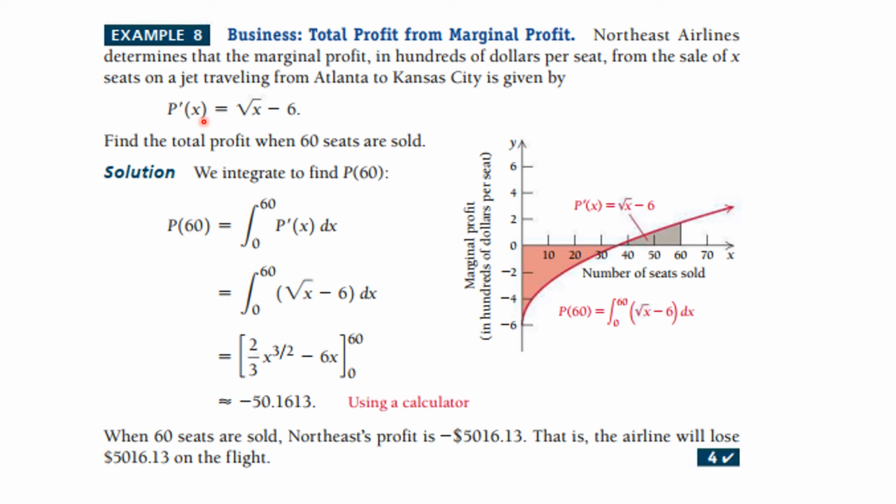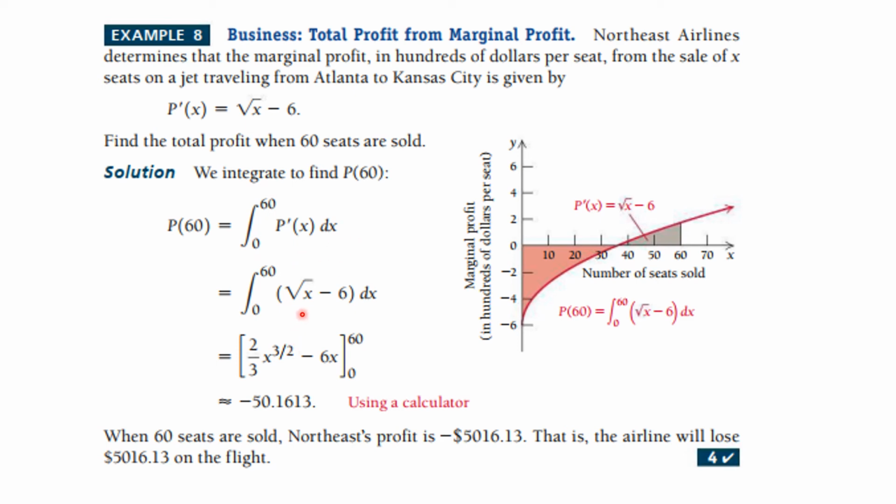Now the word marginal, we've talked about this before. Marginal means derivative. So this is the derivative of the profit function, and that is the square root of x minus 6. So find the total profit when 60 seats are sold. Okay, so we need to integrate to find the profit with 60. So the profit of 60 is equal to the net area, because here they were losing money, from 0 to 60 of p prime dx.